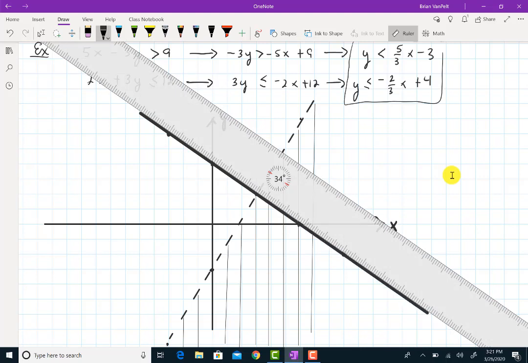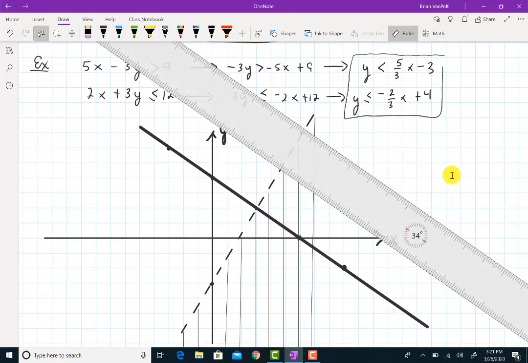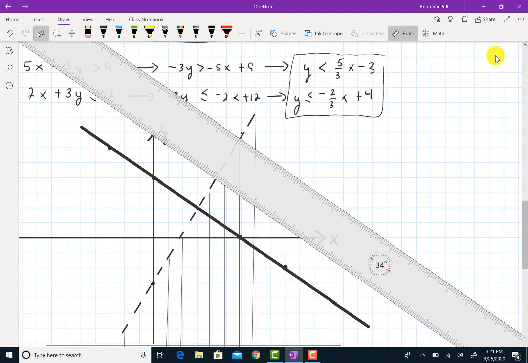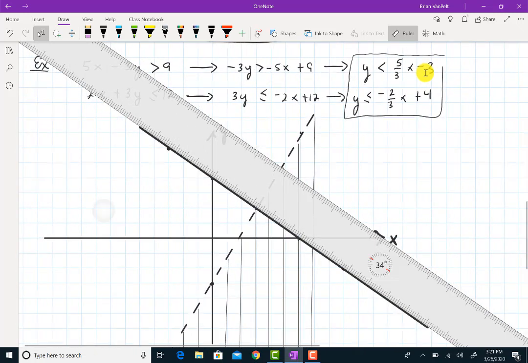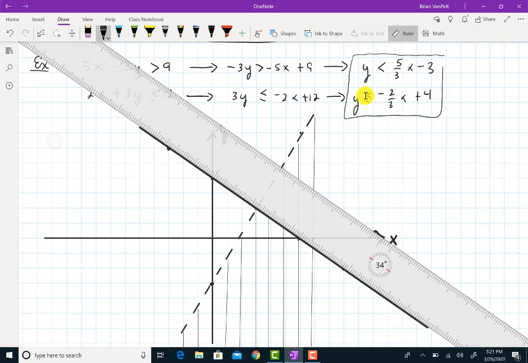Good. A little thicker than the other one, but no big deal. Now from that one, since it's less than or equal to, come back here. Since it's less than or equal to, I'm going to shade below it. But this time I'm going to use the horizontal markings. So I think for that I chose the thinnest possible choice.